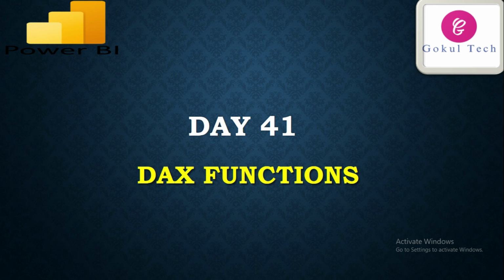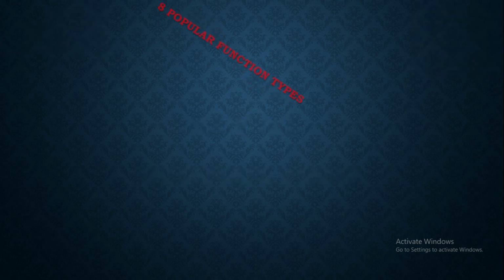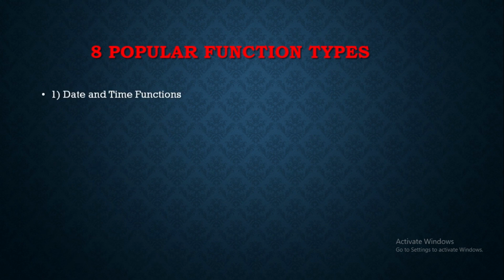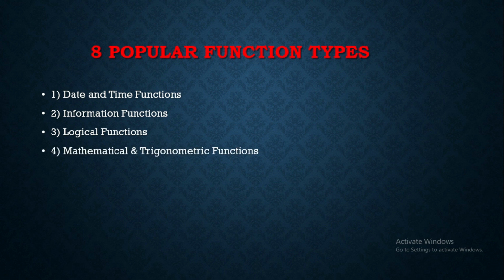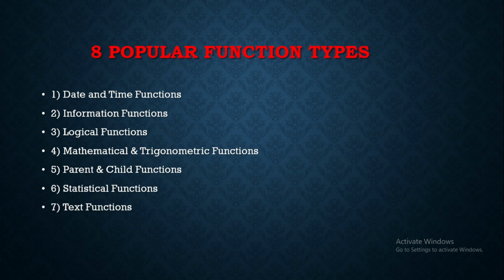Let's start with today's session. In our previous set of videos, we started with 8 popular function types used in Power BI: date and time functions, informative functions, logical functions, mathematical and trigonometric functions, parent and child functions, statistical functions, and text functions. The last, which we are going to start at the end of this series, is general important functions.